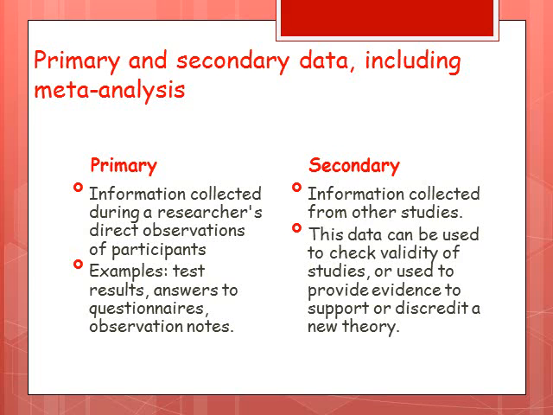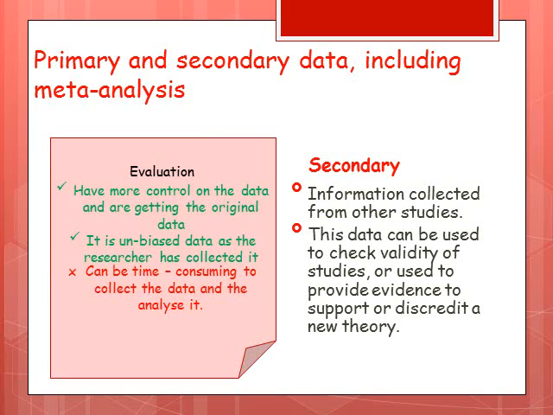So primary data is information that is collected during a researcher's direct observations of the participants. So the test results, answers to the questionnaire, observations, and generally they have more control on the data because it's the original data from the experiment. It is unbiased as the researcher has collected it themselves. However, it can be time consuming to collect the data and analyse it.